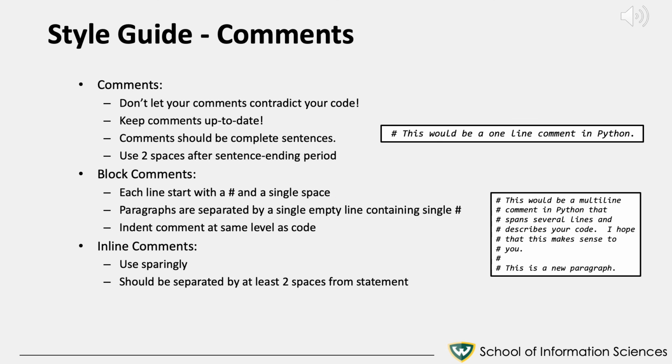Comments should be complete sentences, and unlike when we're typing in Word, we want to use 2 spaces after the sentence ending period. So an example in the boxes, this would be a 1-line comment in Python, and then you see a paragraph. So this would be a multi-line comment in Python that spans several lines and describes your code. I hope that this makes sense to you. Note that I'm separating the paragraphs with a hash mark, which gives the eye an easy way to read the comments.